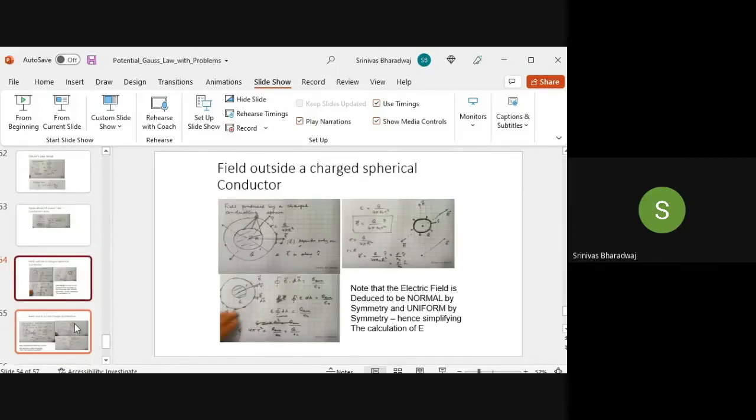You must use the field outside a spherical charged conductor. Again, you must do the necessary integration. The way you do the integration is very, very critical in Gauss's law. How do you construct that surface? You must be very intelligent in constructing those surfaces. Once you are, you have to use the symmetry of the problem to solve a lot of problems in Gauss's law. Understand that, and then things get a lot simpler.